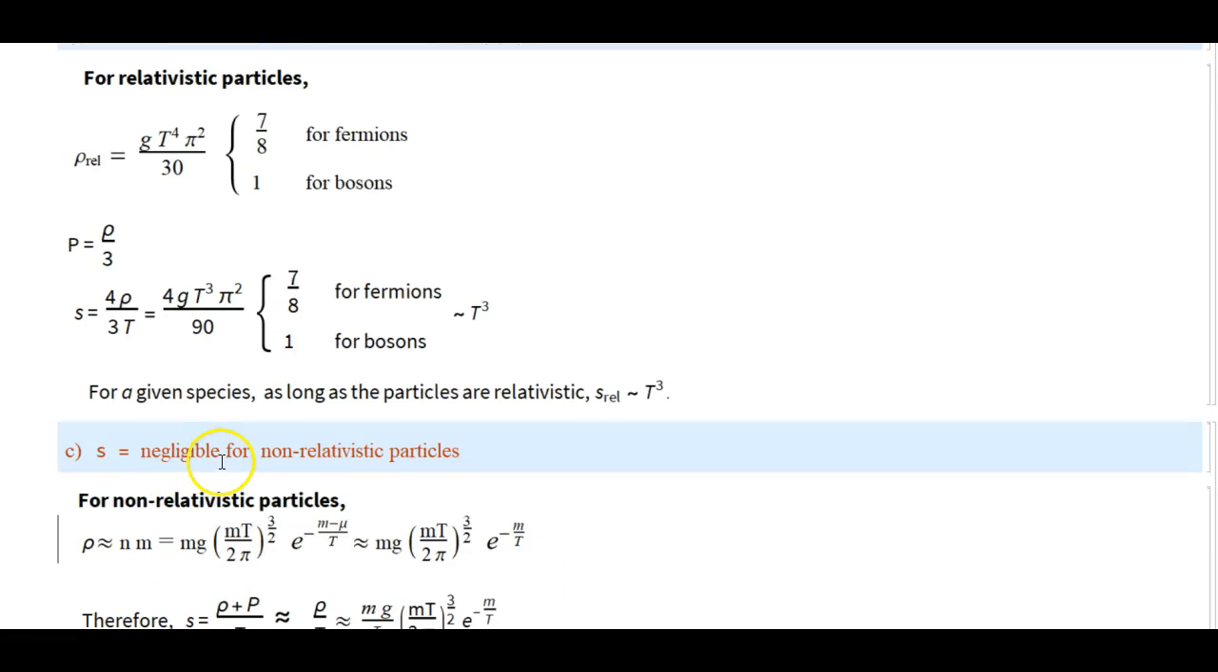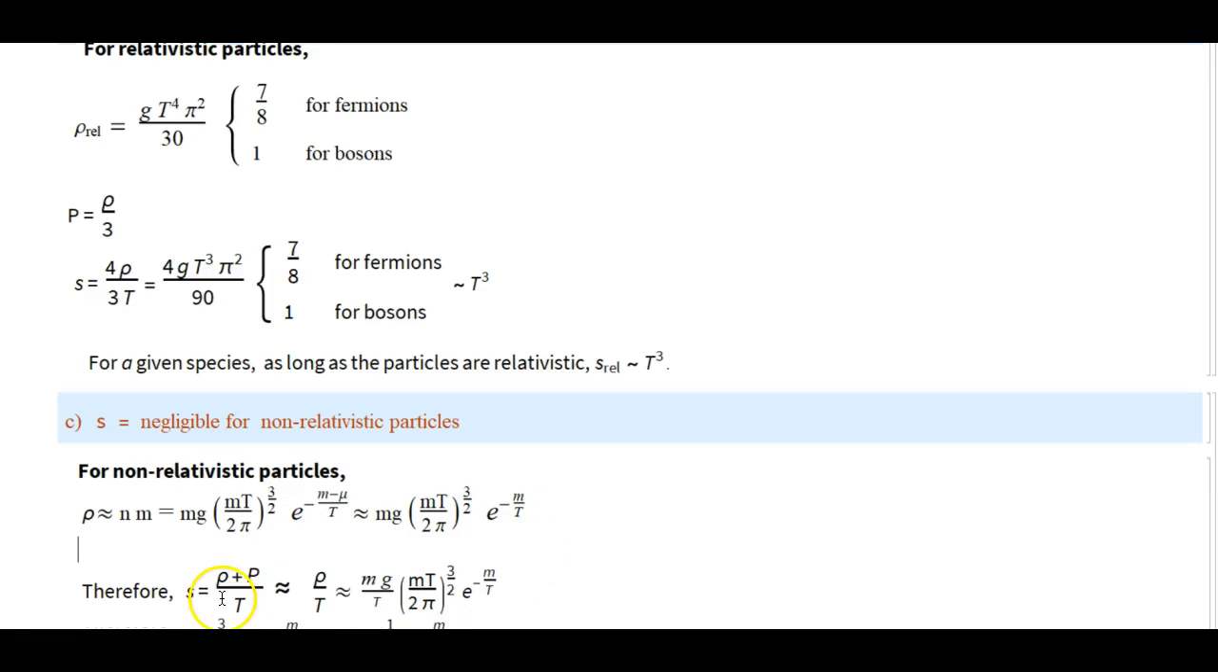Now for the non-relativistic particles. For the non-relativistic particles, we have energy density equal to N m, and when you put the value of N for the non-relativistic scenario, which we have derived in one of our last videos, you can substitute the value of N here, and we get this. And ignoring again the chemical potential, because it remains negligible at all times for all particles, we get this expression. Now, pressure for non-relativistic particles is approximately equal to 0. It is negligible as compared to the energy density.